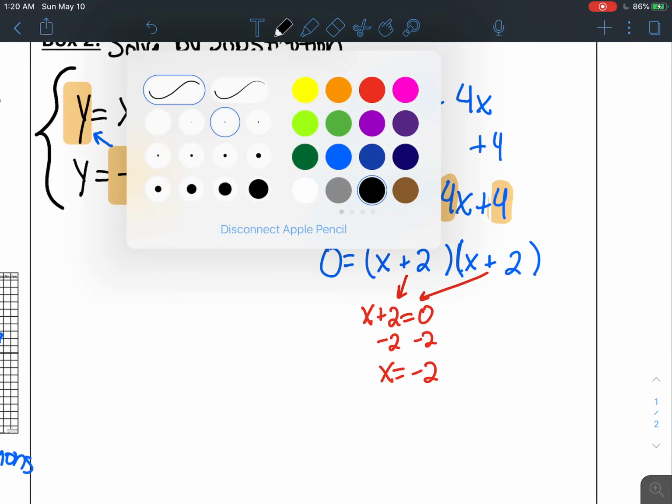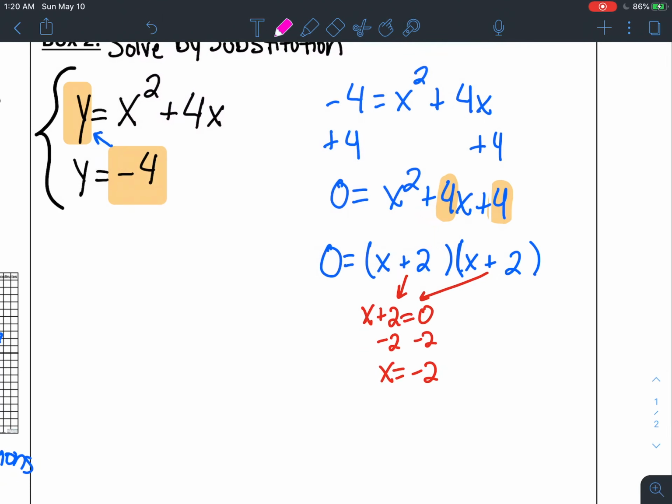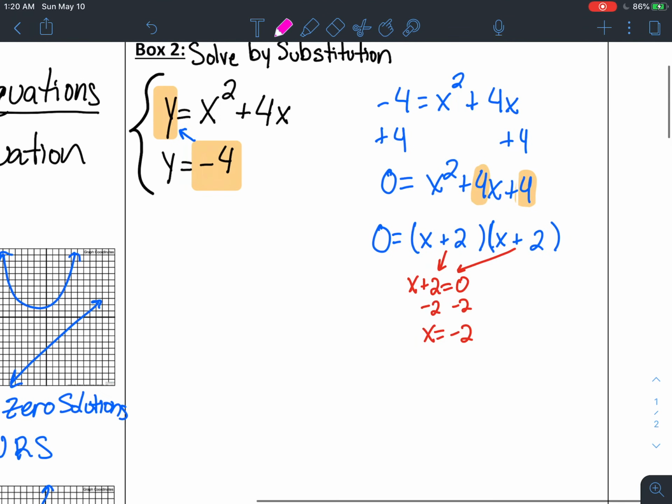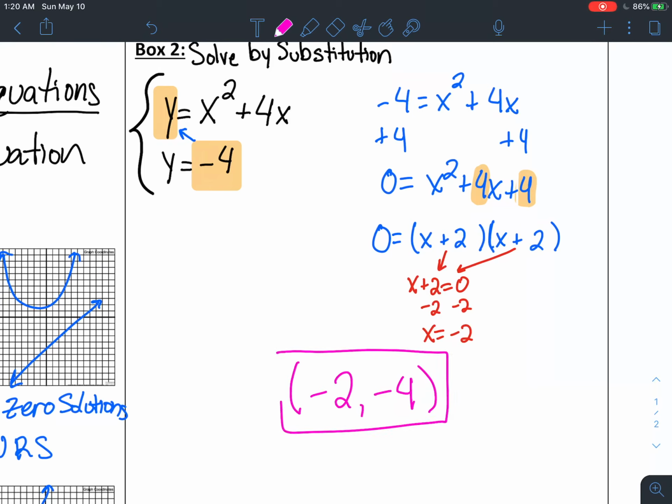So to write out your solution, let's do pink, because what's life without whimsy? So now we figured out that x was negative 2, y was negative 4, and that's what was provided to me. So negative 2 comma negative 4 is my solution.